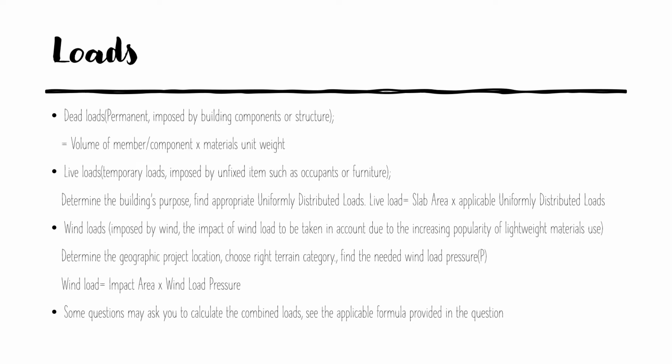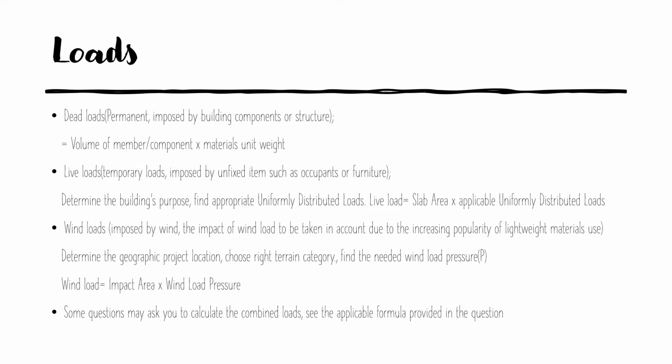Firstly, we have the dead load. The dead load is a kind of permanent load that is imposed by the building components or the building structure. The reason why the dead load is permanent is that in most cases there won't be any alteration to the building structure. Thus, the load imposed by the building structure or the material used to construct it will not change. To calculate the dead load, simply multiply the volume of the material by the material's unit weight.